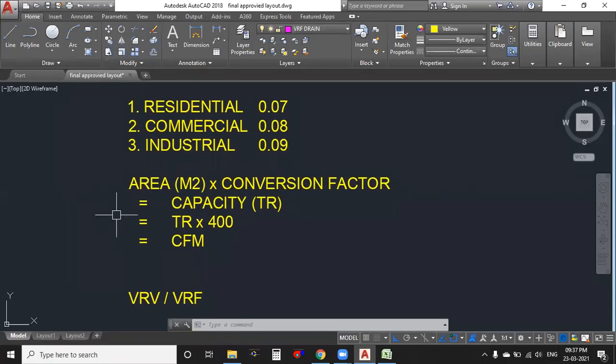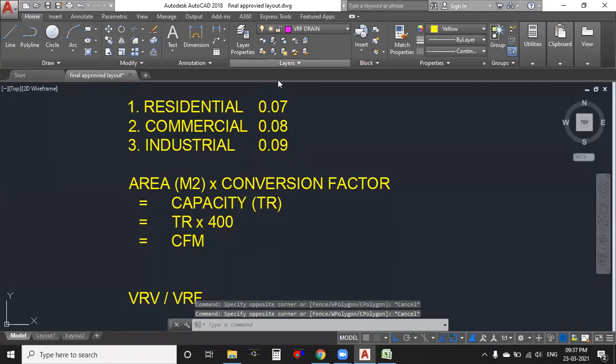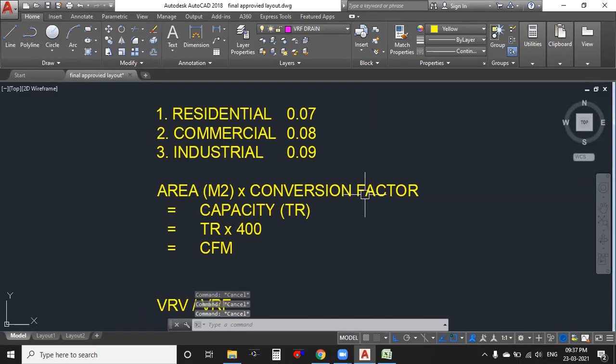So here we are not going to calculate TR and CFM. Sir, whoever's mic is on is making the sound very bad. Please shut down your mic, please. Please mute everyone.